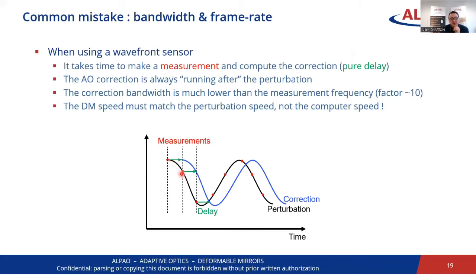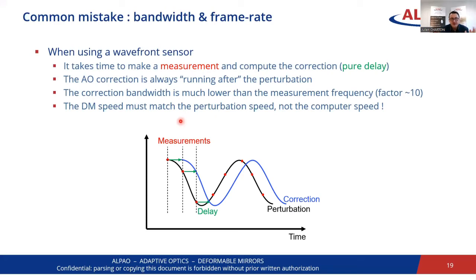The red point is where you are doing the measurements, and you have this delay. So in green, you will try to reduce it if you want to go fast, but it will never be zero. And so there is a delay between the correction, which is the blue curve, and the black perturbation curve. It means that you will get an error because the AO correction is always running after the perturbation. This is a way to introduce two different frequencies that you will have in your system.